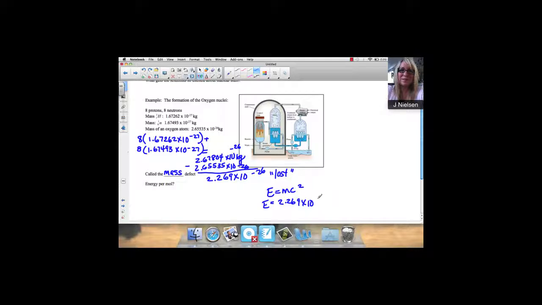All right, so 2.269 times 10 to the negative 26 times the speed of light, 3.00 times 10 to the 8th squared. And this gives me energy in the realm of 2.04 times 10 to the 11th. Now, this was kilograms, and this is meters per second squared, which is going to give me a joule per atom.